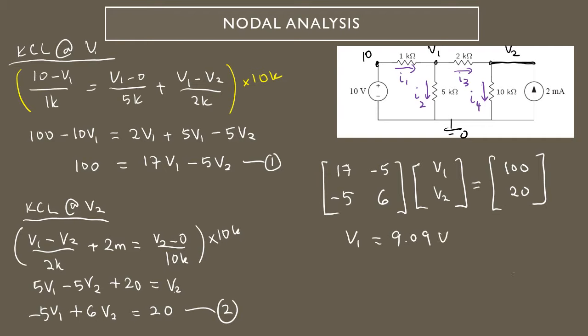And the second unknown variable here will be 10.91, I think.